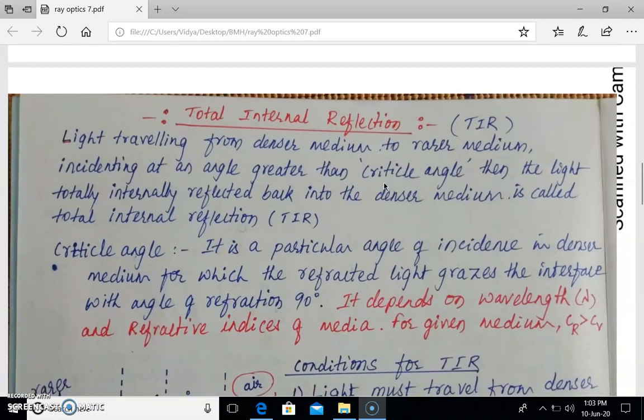Further, total internal reflection. In short, we say TIR.